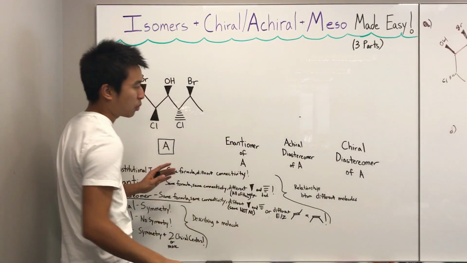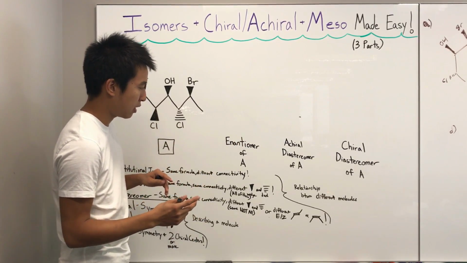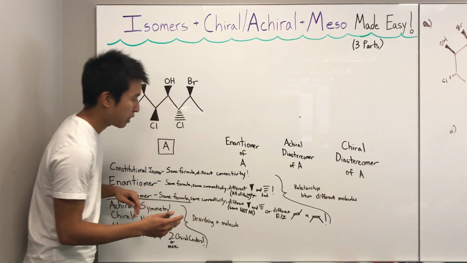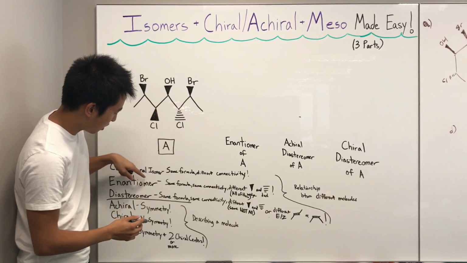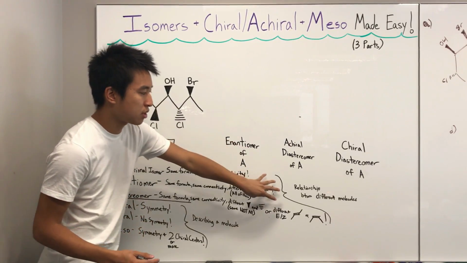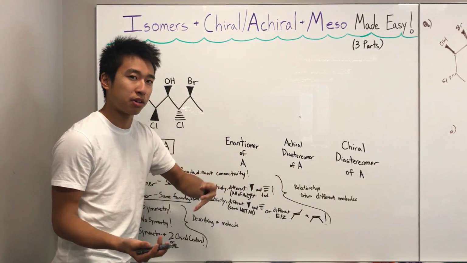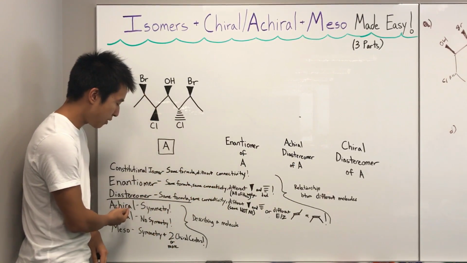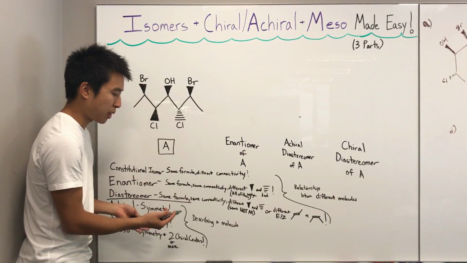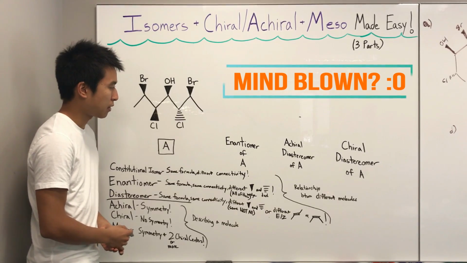There's a lot, so I'll define them as we get to it in the problem, but really important, I think it's good if you guys keep in mind that these 3 things right here, constitutional isomers, enantiomers, and diastereomers, are just ways to define relationships between different molecules, and achiral, chiral, meso are just ways to describe a single molecule, typically. Okay? So here we go.